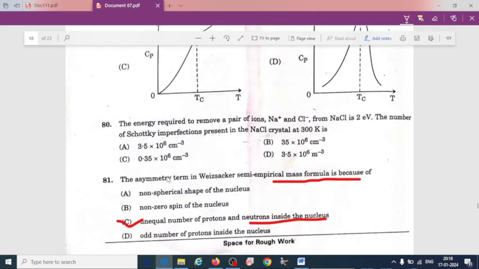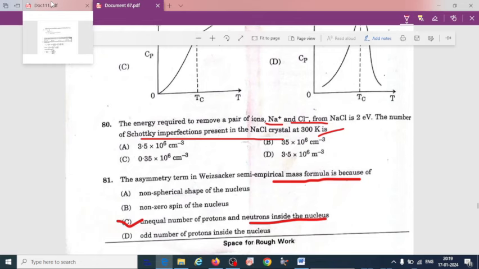So the next one: the energy required to remove a pair of ions, Na plus and Cl minus, from sodium chloride is 2 electron volt. Find the number of Schottky imperfections present in a sodium chloride crystal at 300 Kelvin. The Schottky imperfection is nothing but a defect. You have to find the Schottky defects for the given sodium chloride at 300 Kelvin.